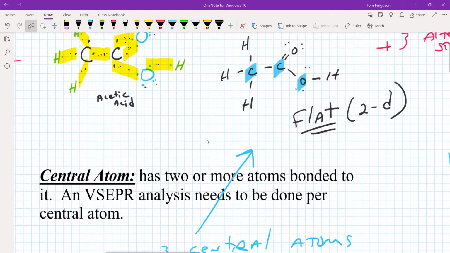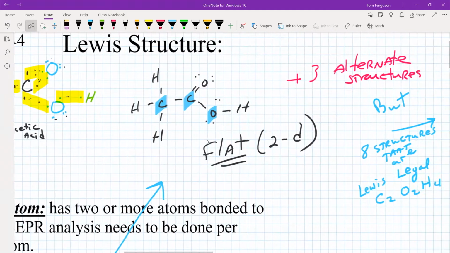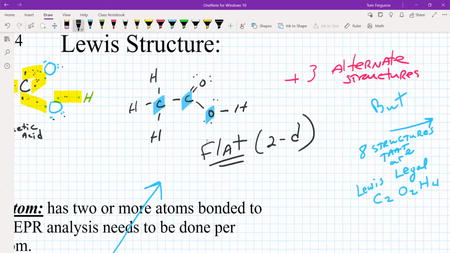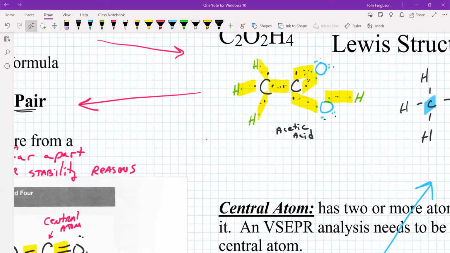Let's look real quickly at acetic acid. The hydrogens only have one atom attached, so they're not central. This oxygen here has one atom attached to that carbon, so it's not central. This oxygen, though, has two atoms attached to it, hydrogen and the carbon, so it's a central atom. So this model here has three central atoms. Hence, we're going to have to do three analyses for this particular molecule. The bottom line is, this whole thing is centered around the central atom.